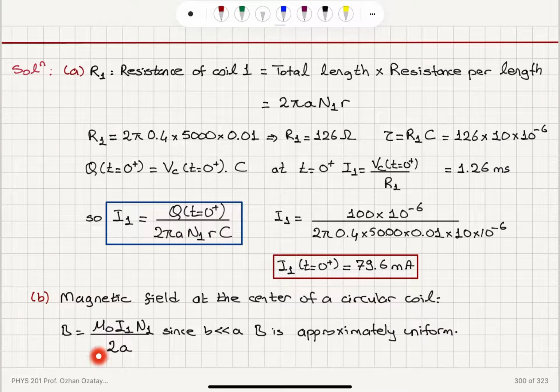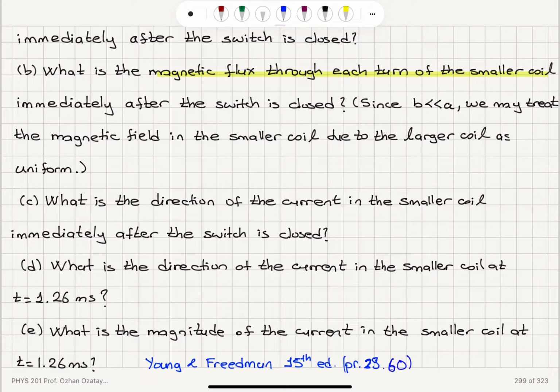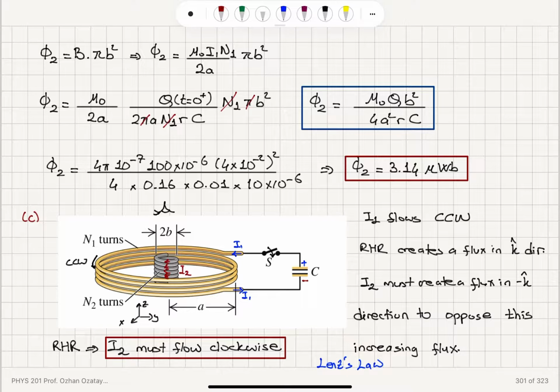So we looked at the magnetic field created by the current flowing through the larger coil at the center, and assuming that this magnetic field is uniform, we multiply it with the area of each of the smaller coils to get the flux through each coil. So that's what we did in part B. And then in part C, we found the direction of the current in the smaller coil following Lenz's law. Because the flux in k-hat direction is increasing, I2 must flow in a direction that will oppose this increasing flux.